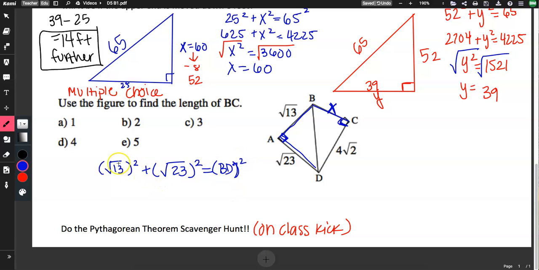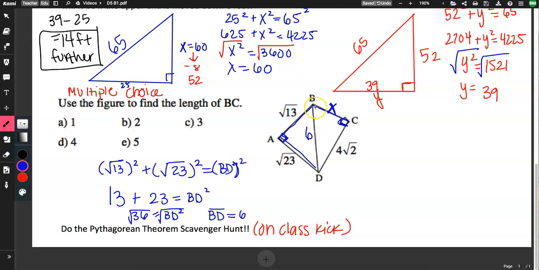squared. If you're using your calculator, notice I have the square root in parentheses. Just be careful there. But we also know that squaring a square root just undoes it. They're opposite operations. So root 13 squared is just 13. Root 23 squared is just 23 equals BD squared. That gives me 36 equals BD squared. I want to solve for BD, so take the square root. So BD equals 6. I'll put my 6 on the picture.